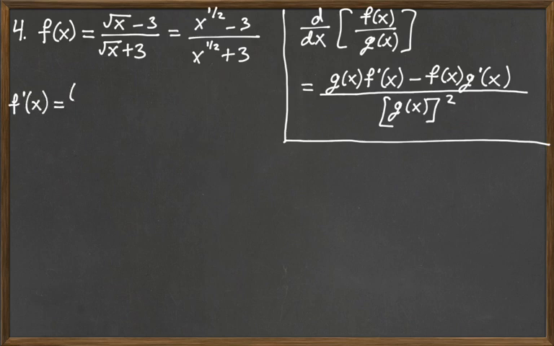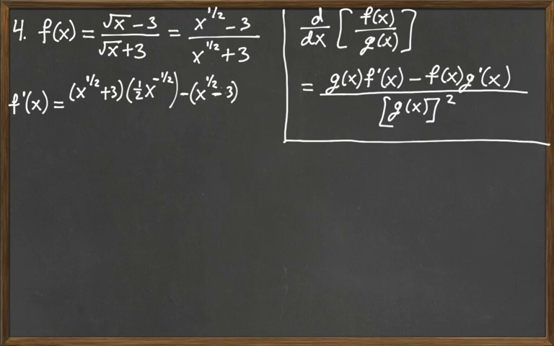So the low function is x to the 1/2 plus 3 times the derivative of the top. So that's going to be 1/2 x to the minus 1/2. And the derivative of the minus 3 is 0, so we don't include that. Minus the high function, x to the 1/2 minus 3. I'm sorry. Yeah, it is minus 3.